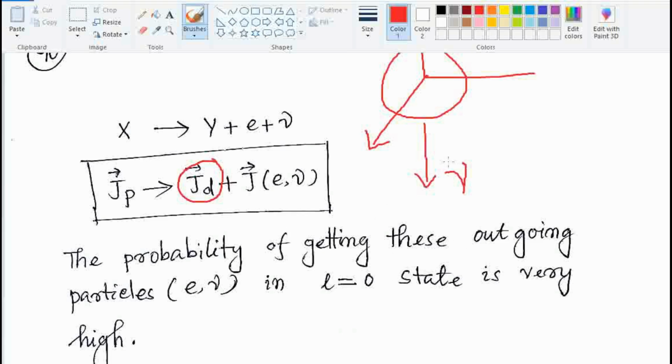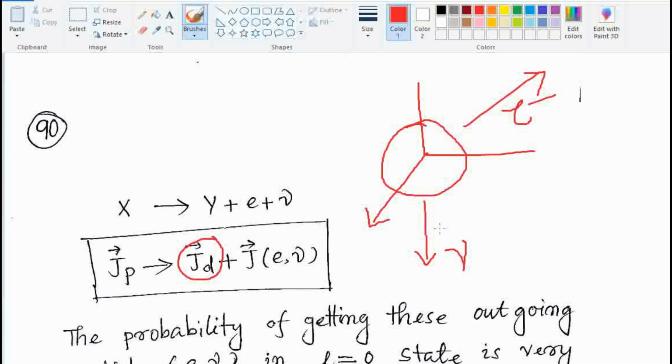So why are they taking 0 angular momentum? Because we are considering that the outgoing particles are forming at the center of this parent nucleus. As they are forming in the center of the parent nucleus, the angular momentum, as you know, L equal to R cross P. So as we are considering they are forming at the center, that means the R value equals 0.